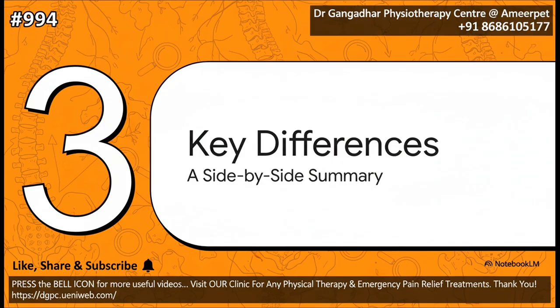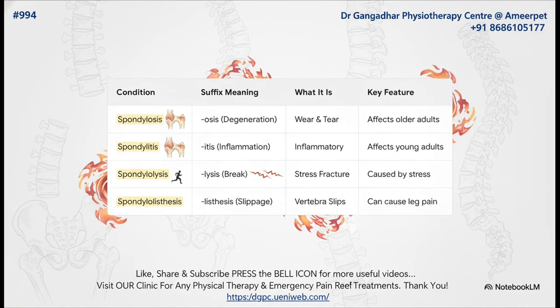Okay, we've broken them all down. That was a lot, I know. So let's put everything side by side to really drive home the differences and make sure they stick. This table puts it all in perspective. Spondylosis, think degeneration, wear and tear, usually in older adults. Spondylitis, think inflammation, often in younger adults with pain at rest. Spondylolysis, that's the stress fracture, the break, common in athletes. And finally, spondylolisthesis, that's the slippage, which can lead to nerve issues. See, 4 very different conditions, all unlocked by their endings.